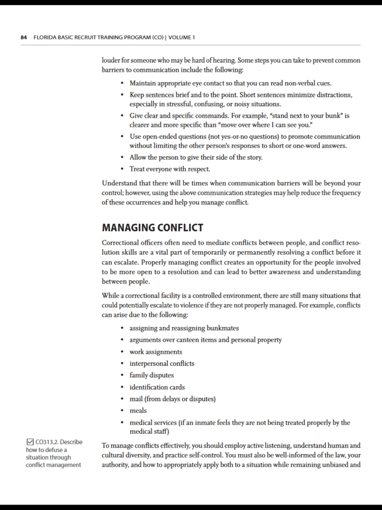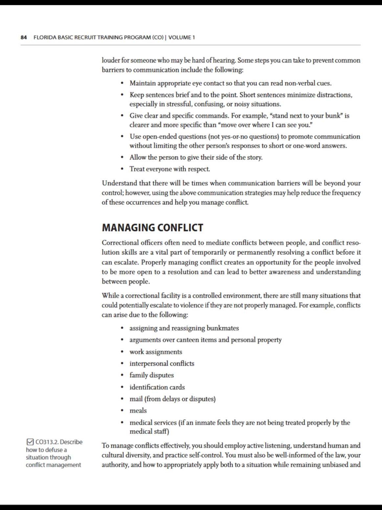Maintain appropriate eye contact so that you can read nonverbal cues. Keep sentences brief and to the point. Short sentences minimize distractions, especially in stressful, confusing, or noisy situations. Give clear and specific commands. For example, "stand next to your bunk" is clearer and more specific than "move over where I can see you."